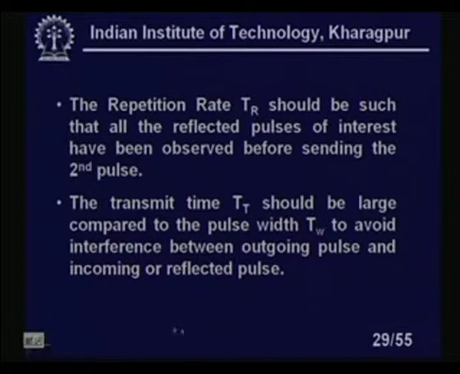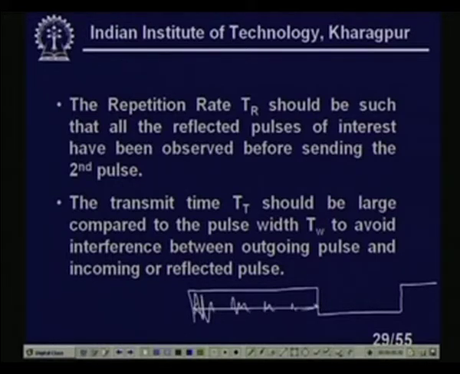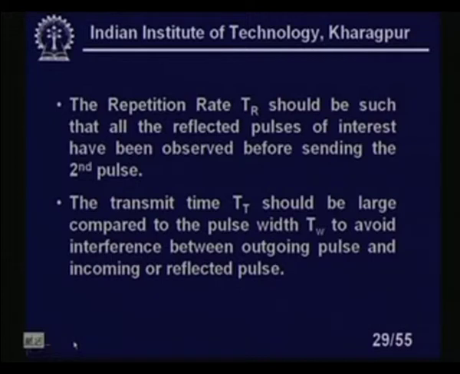What does it mean? It means I have a width like this, because this I can program. During this time, all my reflected waves will be finished. So, after a sufficient amount of elapsed time, my next pulse will be transmitted again. So, this is the transmission width. It is a pulse width Tw to avoid interference between the outgoing pulse and the incoming or reflected pulse. This is all about it, right.